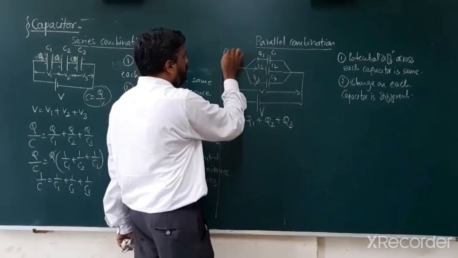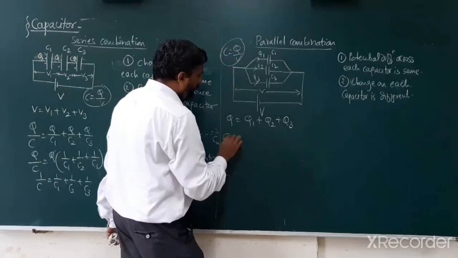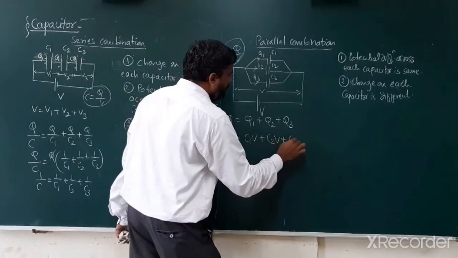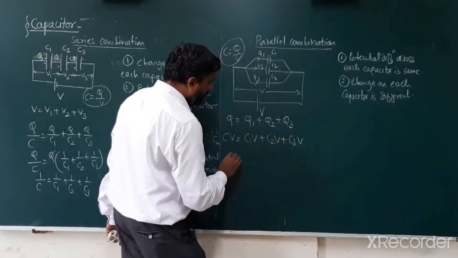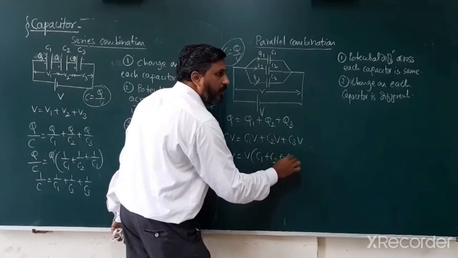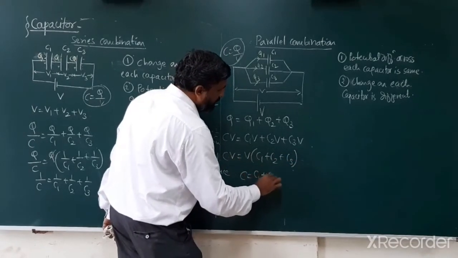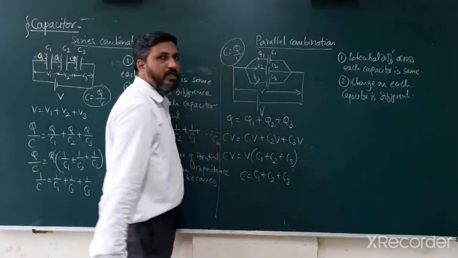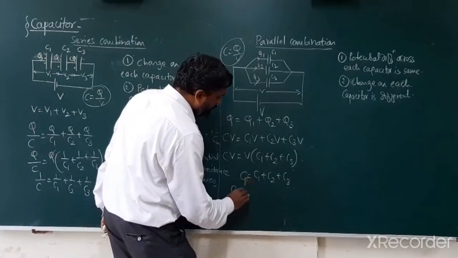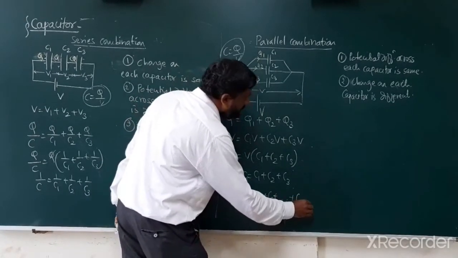So the general formula is C equals Q by V. So Q equals what? CV. So it becomes CV equals C1V plus C2V plus C3V. Now it will be very simple, taking V as common inside the bracket, we get C1 plus C2 plus C3. So V and V get cancelled. Effective capacitance becomes C1 plus C2 plus C3. If n number of capacitors are connected in a parallel combination, then Cp becomes C1 plus C2 plus C3 up to Cn.